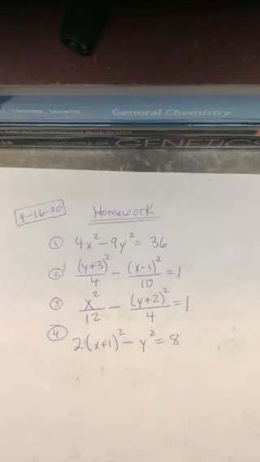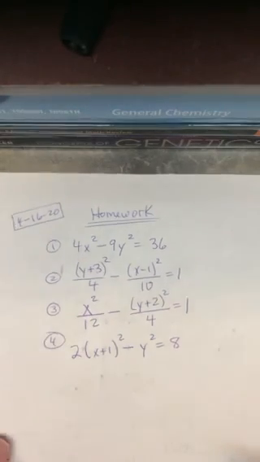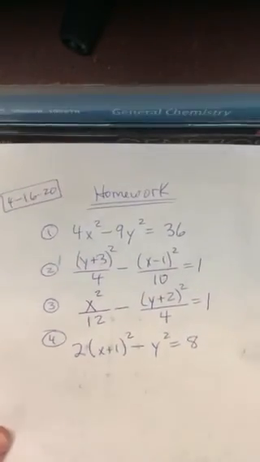So you can hit pause here, copy down your 4 homework problems. There they are. 4x squared minus 9y squared equals 36. (y plus 3) squared over 4 minus (x minus 1) squared over 10 equals 1. x squared over 12 minus (y plus 2) squared over 4 equals 1. And finally, 2 times (x plus 1) squared minus y squared equals 8.